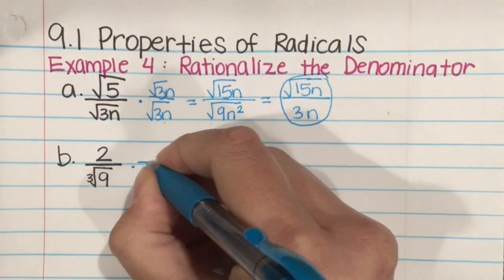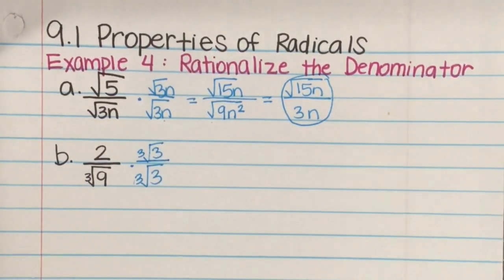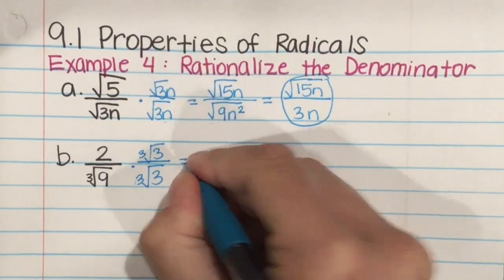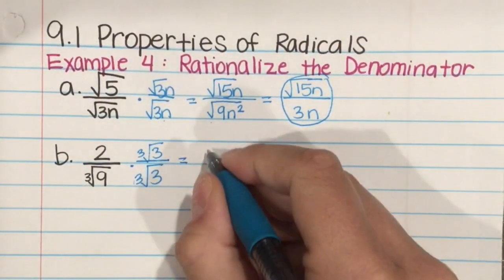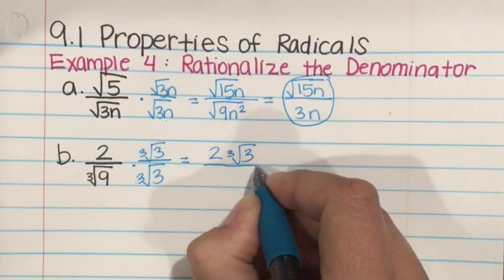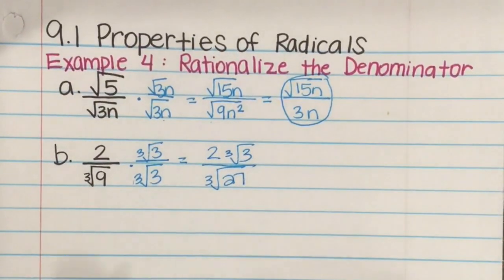which will get rid of that cube root symbol in the denominator. I'm going to also multiply the numerator by the cube root of 3 so that it's being multiplied by 1, this expression here. So when I multiply in the numerator, I have 2 multiplied by the cube root of 3. And then in the denominator, I have the cube root of 27 because 9 times 3 is 27.